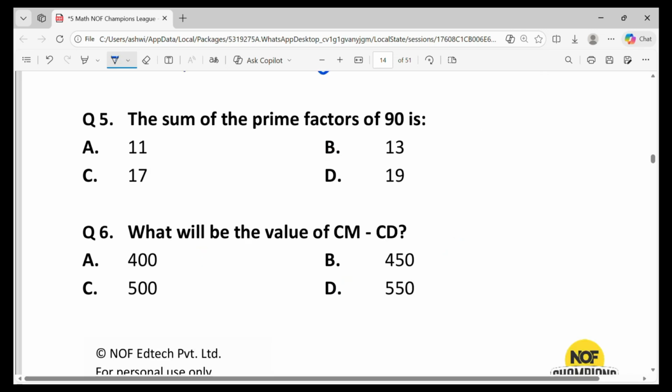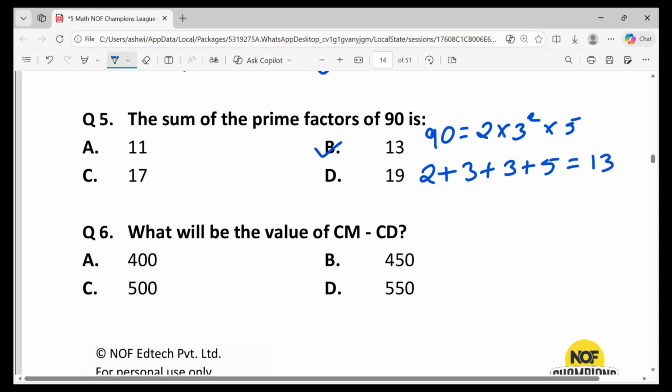Question 5. The sum of prime factors of 90 is? The prime factors of 90 are, 90 is equal to 2 into 3 square into 5. Adding all the prime factors, we have 2 plus 3 plus 3 plus 5. That is equal to 13. That is option B.